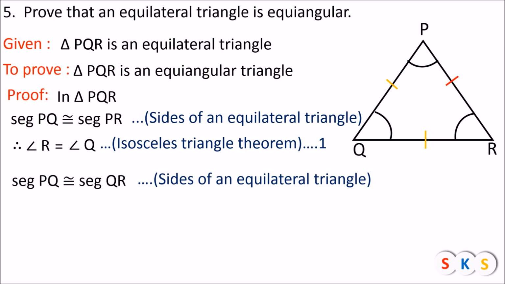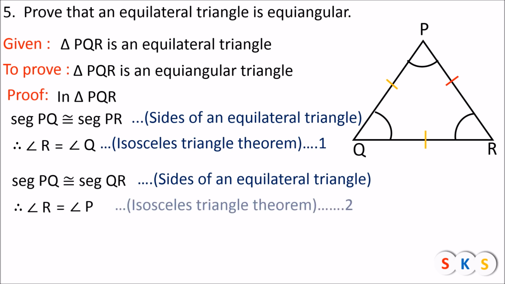So let's see the angles opposite to sides PQ and QR. Can you see the angles opposite to sides PQ and QR? Angle P and angle R, correct? So angle R is congruent to angle P according to the isosceles triangle theorem, and that is equation number 2. Look at equation 1. What is given in equation number 1? Angle R is congruent to angle Q, and equation 2 is R congruent to P.